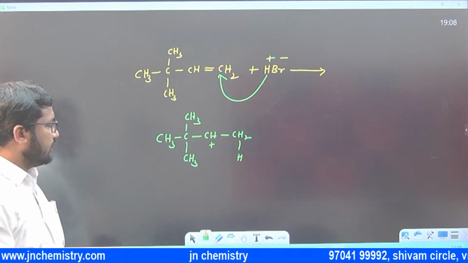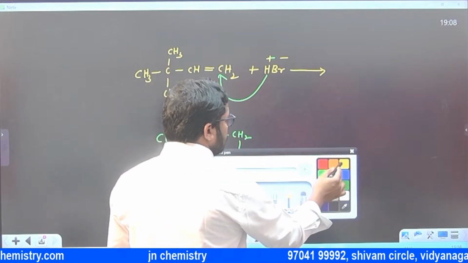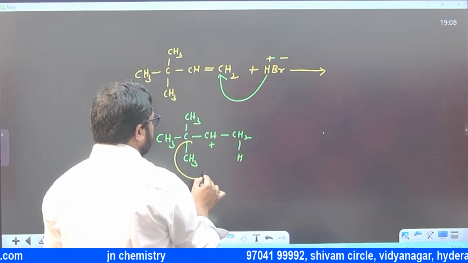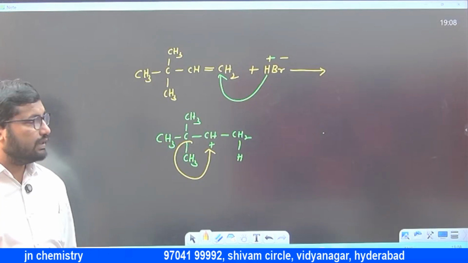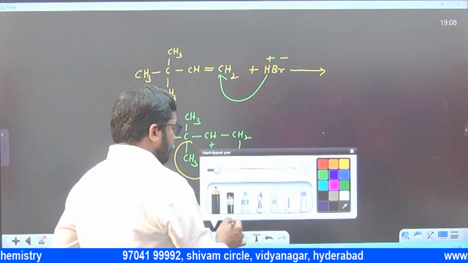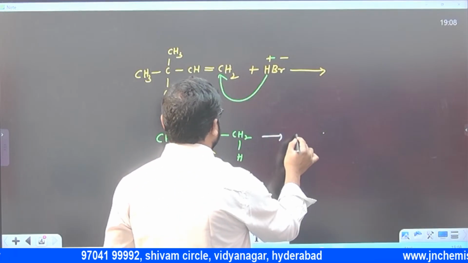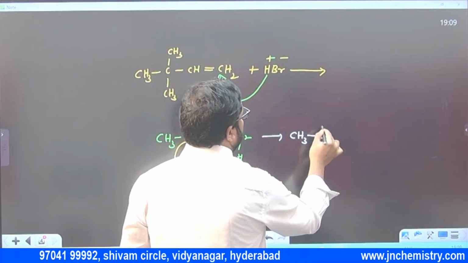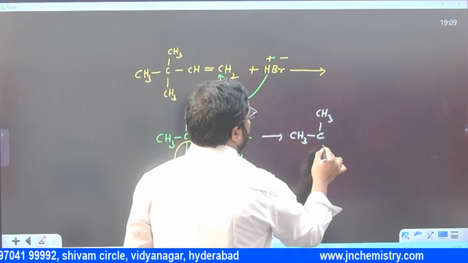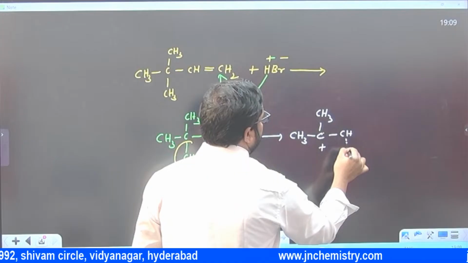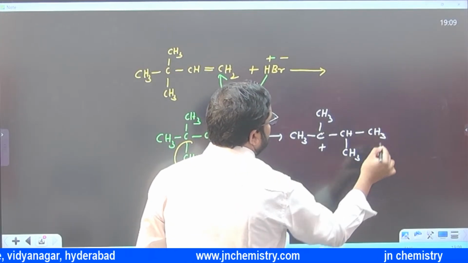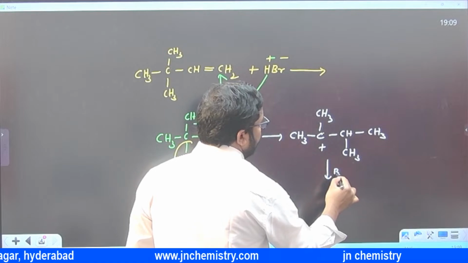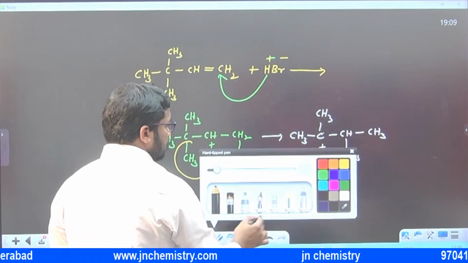The first step. The second step, a methyl shift is taking place. Why methyl shift? Because this is a secondary carbocation, so we'll get a 3-degree carbocation. Then the Br minus is attacking this particular position.